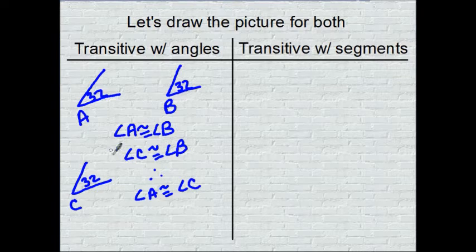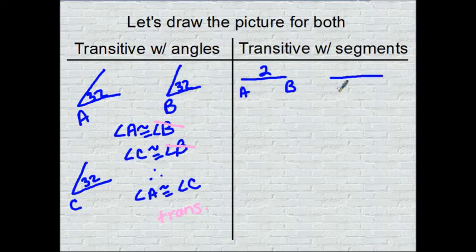Now, looking at my congruency statements, what I notice here is that angle B is repeated. I can cross it off, and by applying the transitive property to angles, that's how I can conclude that angle A is congruent to angle C. Now let's work our way through transitive with segments. Let's say that I have segment AB, and let's say that it's going to be 2 units long. And let's say I have segment CD, and that's also going to be 2 units long. Since they have the same measure, I can say that segment AB is going to be congruent to segment CD.